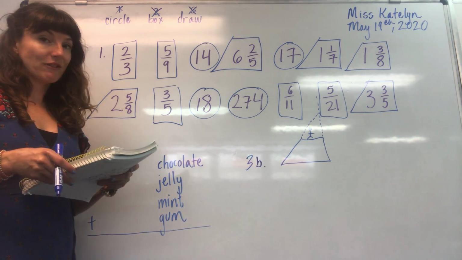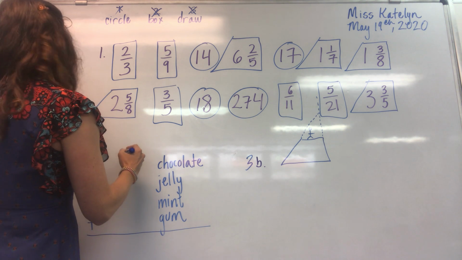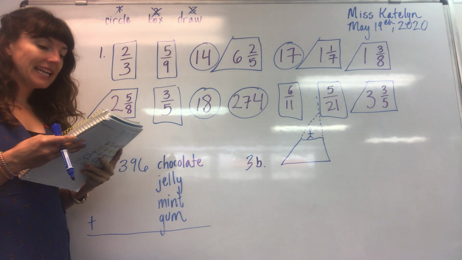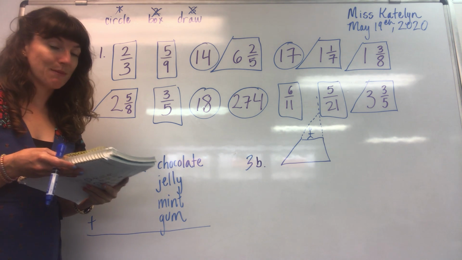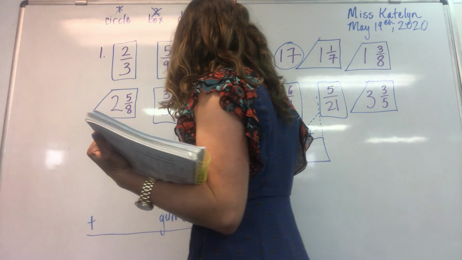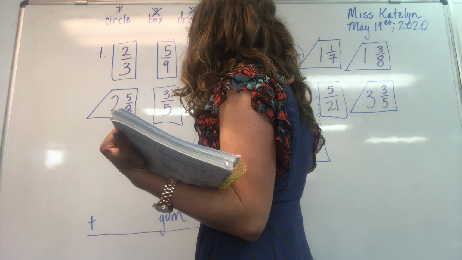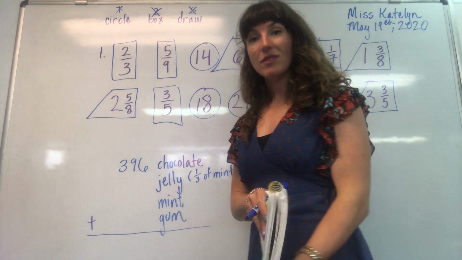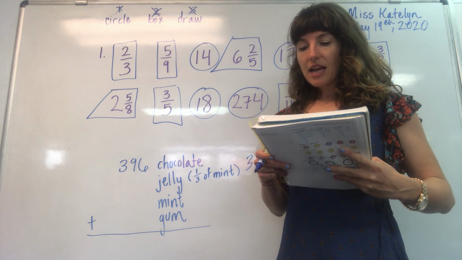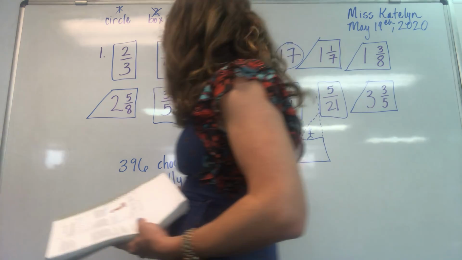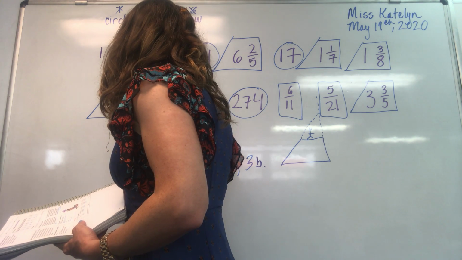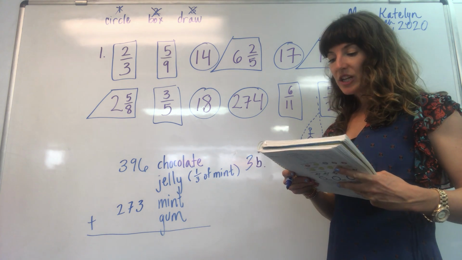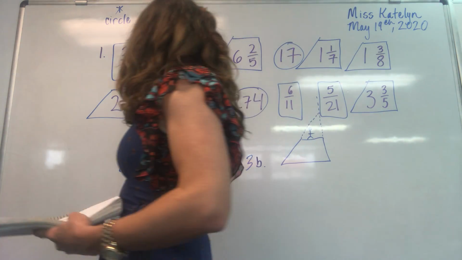They give you the amount of chocolate drops. That's 396. They tell you there are 1/3 as many jelly beans as mints. 1/3 of mint. Because that's not really an official number. 273 mints. I put that next to the mint, making sure my hundreds, my tens, and my ones are lined up. And 372 gumdrops.